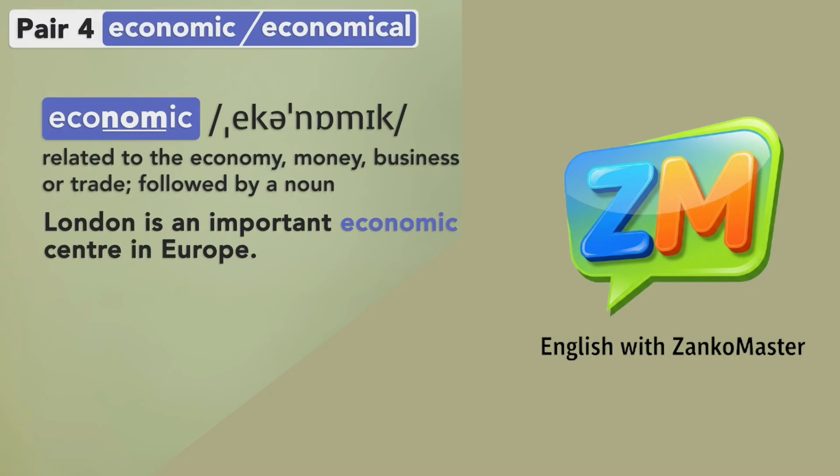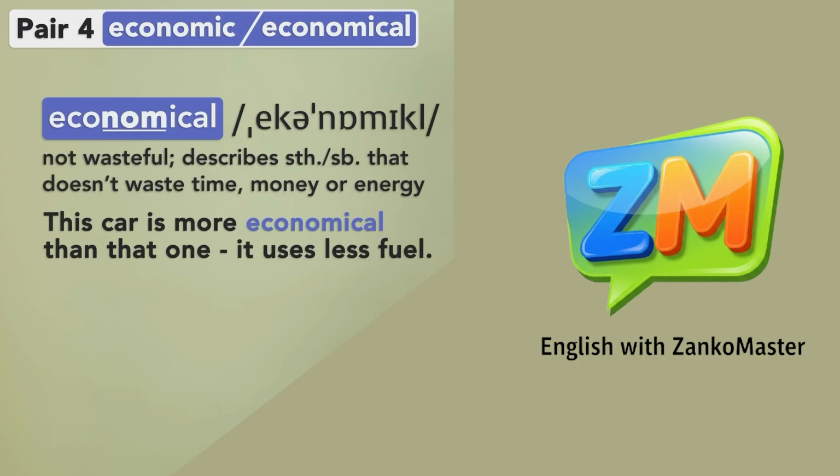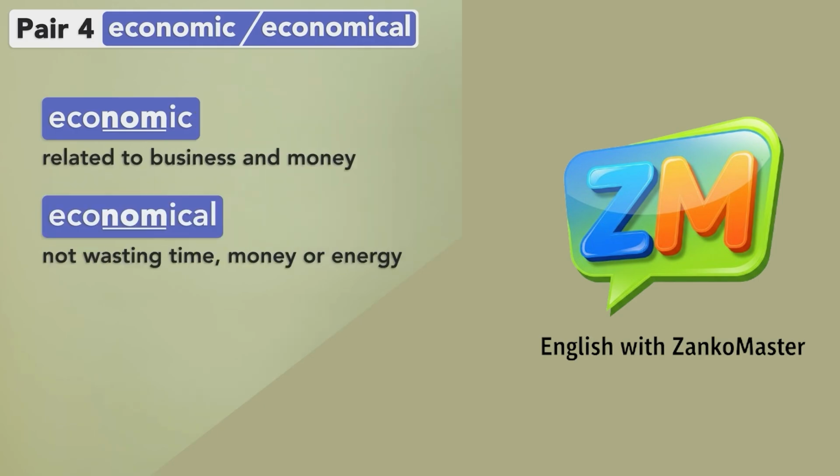Economic is an adjective related to the economy, money, business, or trade, and it's usually followed by a noun. For example, London is an important economic center in Europe. Economical means not wasteful, something or someone that doesn't waste time, money, or energy. For example, this car is more economical than that one. It uses less fuel. So, economic means related to business and money. Economical means not wasting time, money, or energy.